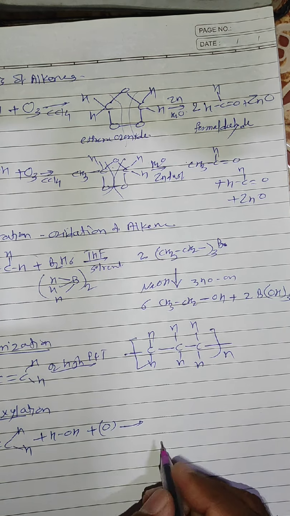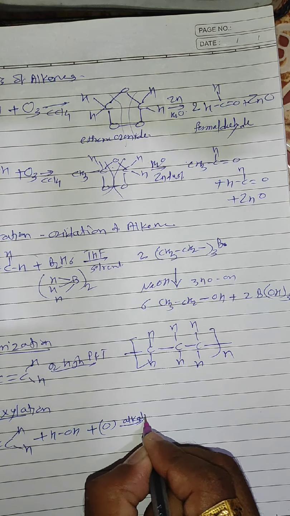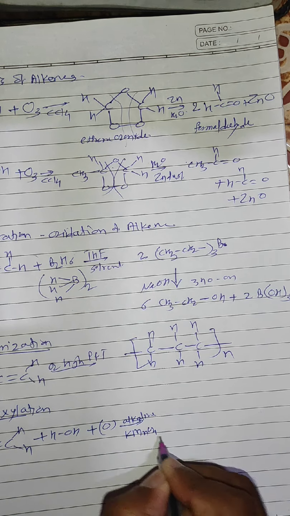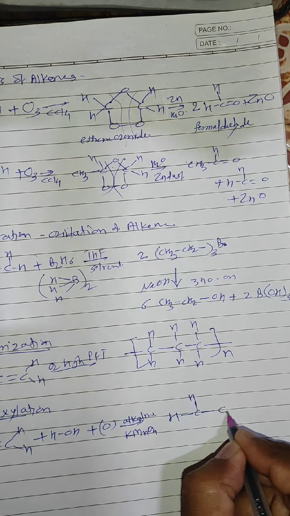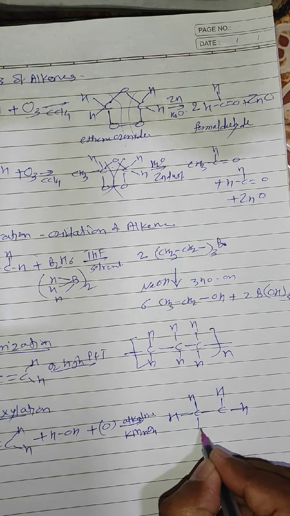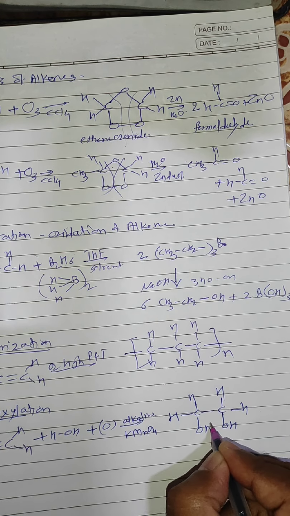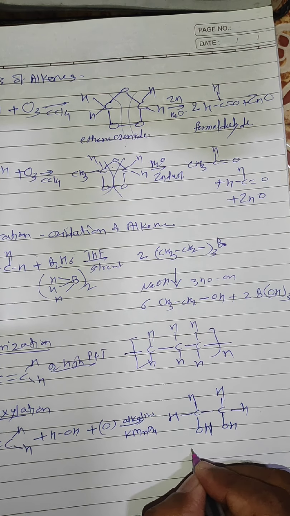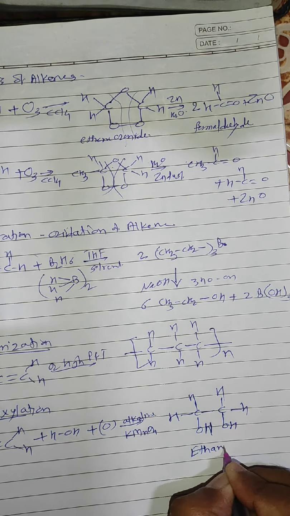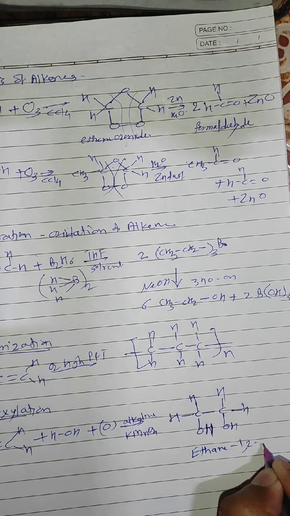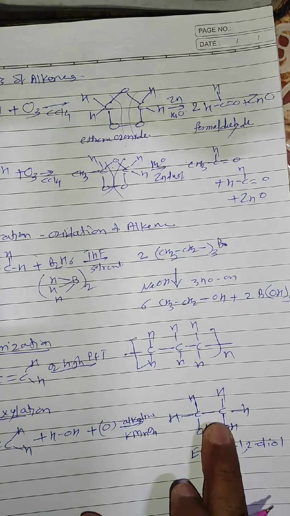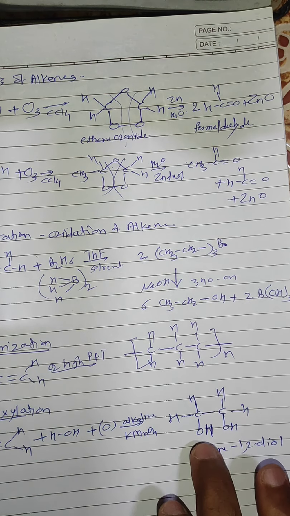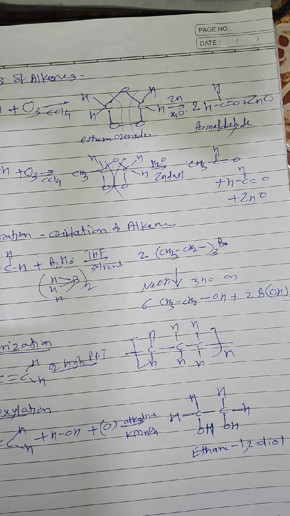In the presence of alkaline KMnO4 they react together and give the corresponding CH2(OH)-CH2(OH). This is ethane-1,2-diol, or 1,2-dihydroxyethane. Ethane-1,2-diol or 1,2-dihydroxyethane.